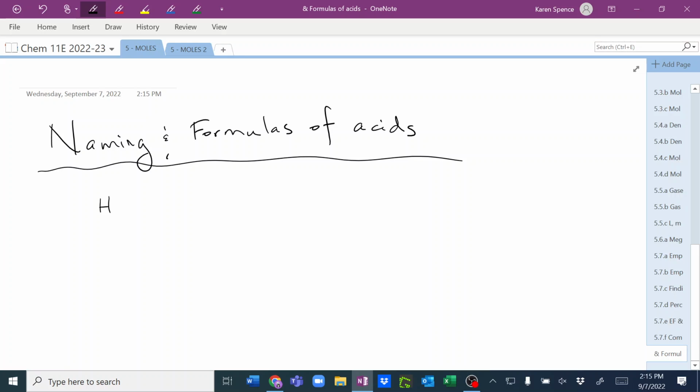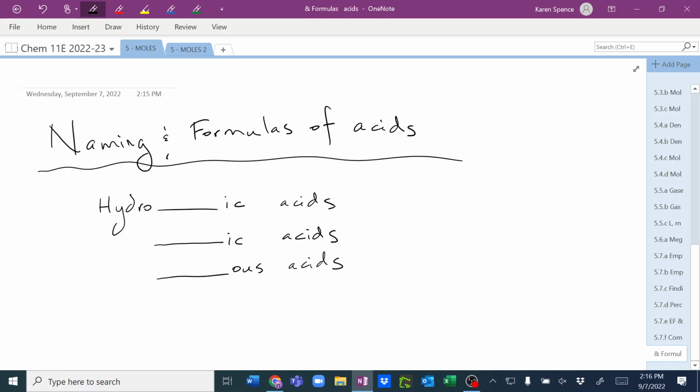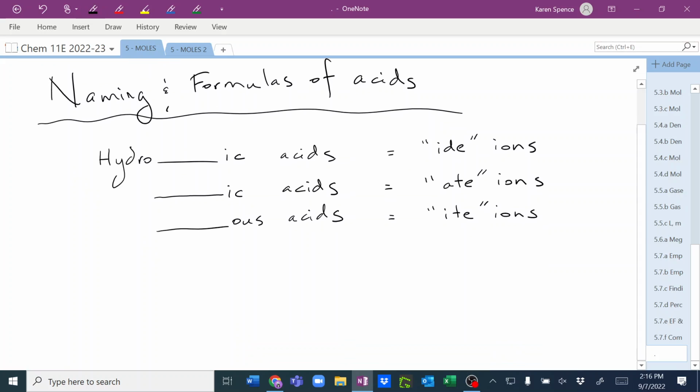We have three types of acids. There are the hydro-ic acids. There are the ic acids. And there are the ous acids. And there are three ions that correlate with these. These correlate with the ide ions. The ic acids go with the ate ions, and the ous acids go with the ite ions.